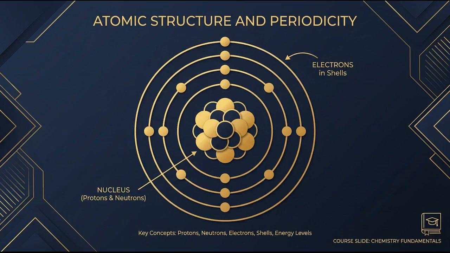However, there are small irregularities. For instance, the first ionization energy of aluminum is unexpectedly lower than that of magnesium. This happens because aluminum's outermost electron is in a 3p orbital, which is higher in energy and more easily removed than the 3s electron in magnesium.